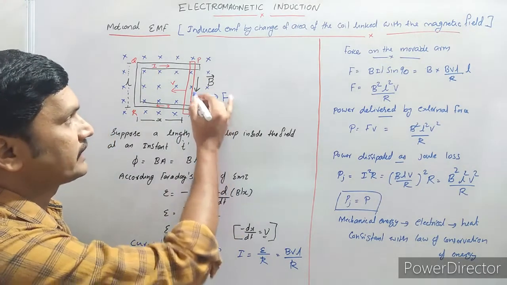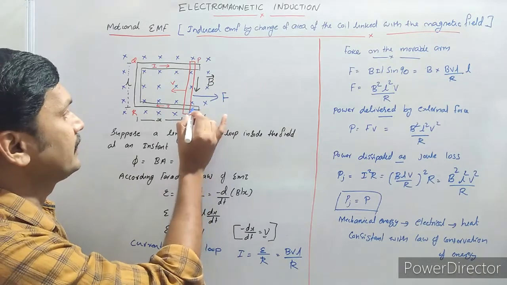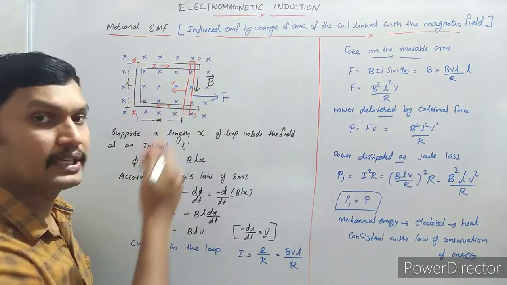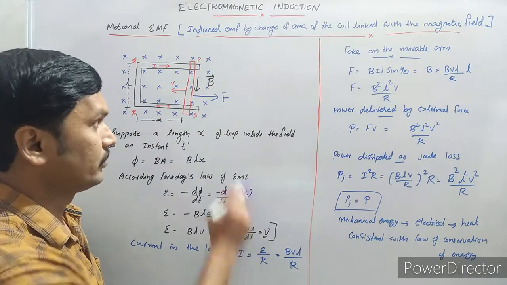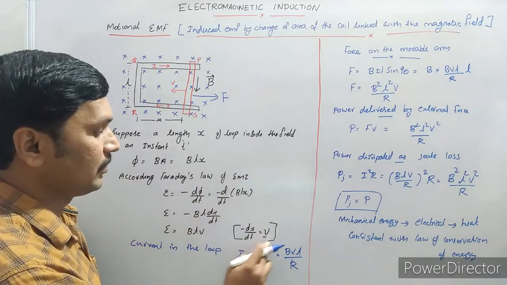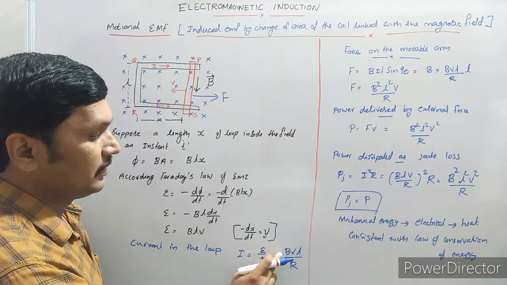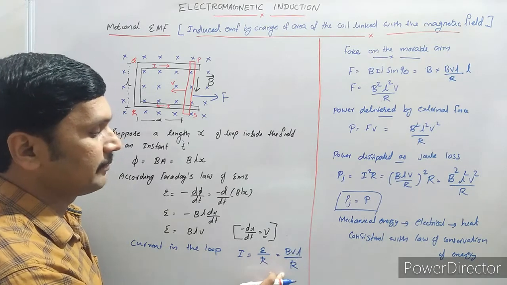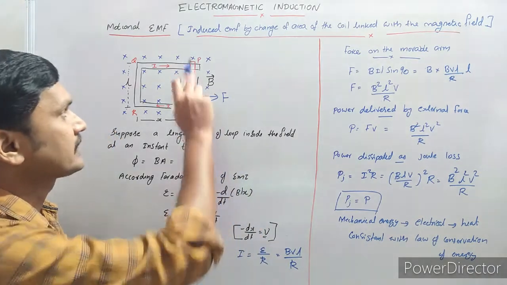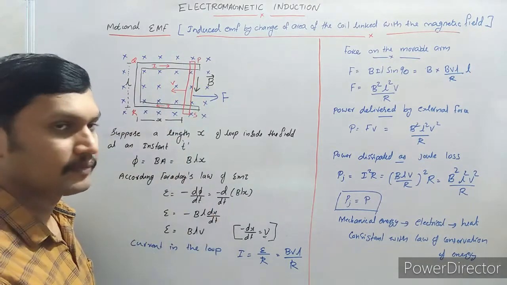What is R? R is the resistance of this conductor, and suppose this loop has a very negligible resistance. So I through this conductor can be written as I equal to E by R. What is E? E is BVL, so I equals BVL divided by R. So that's the current through this conductor, or current through this loop.